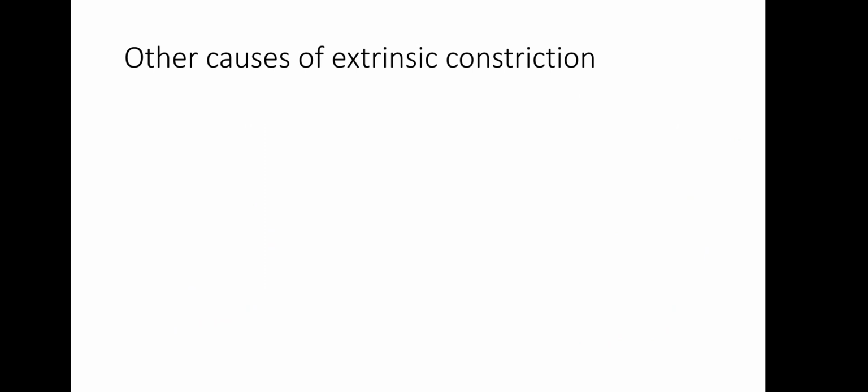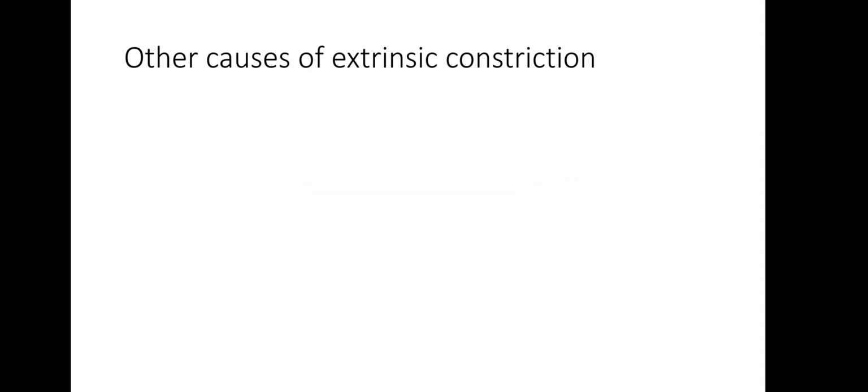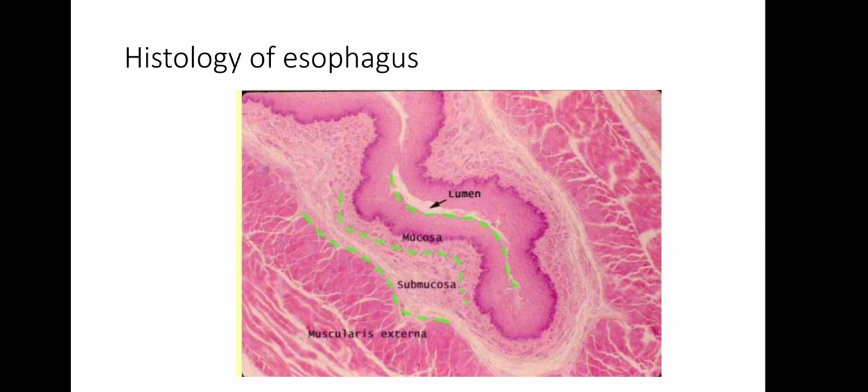Okay, what are the other causes of extrinsic constriction? Any lymph node or any carcinoma nearby can compress on the esophagus and can cause constriction. Any lymph node can compress on the esophagus, or any aneurysm of the aorta can also compress on the esophagus, giving rise to dysphagia.